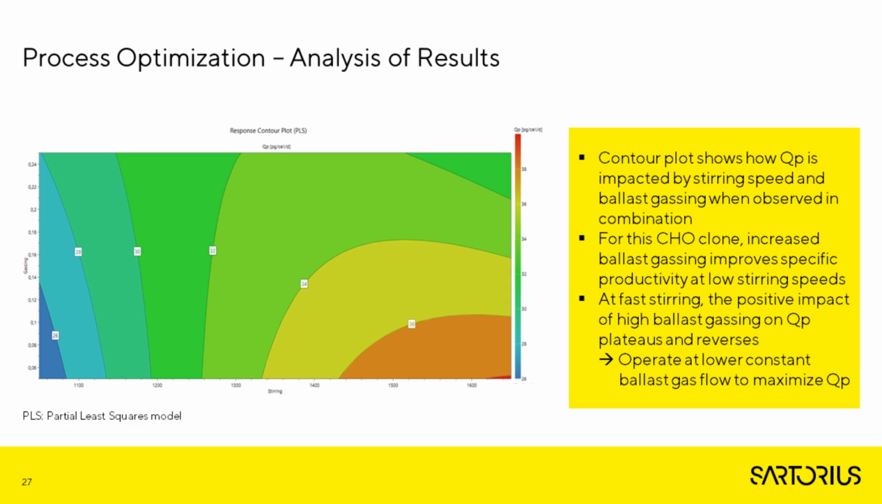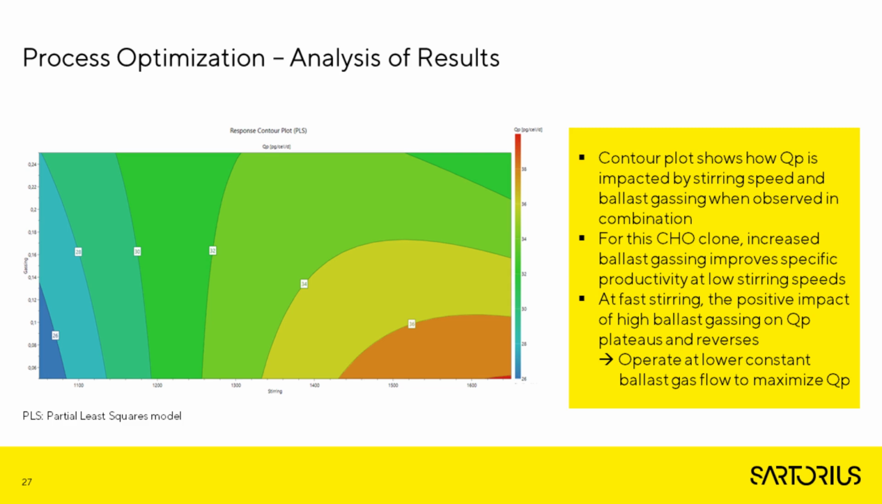Okay, coming to the DOE evaluation. So this contour plot shows how specific productivity is impacted by ballast gassing and stirring speed. Here we look at those parameters in combination. And using MODDE, a partial least squares model was fitted to the data. This kind of model is used for constructing predictive models when the factors are many and highly collinear.